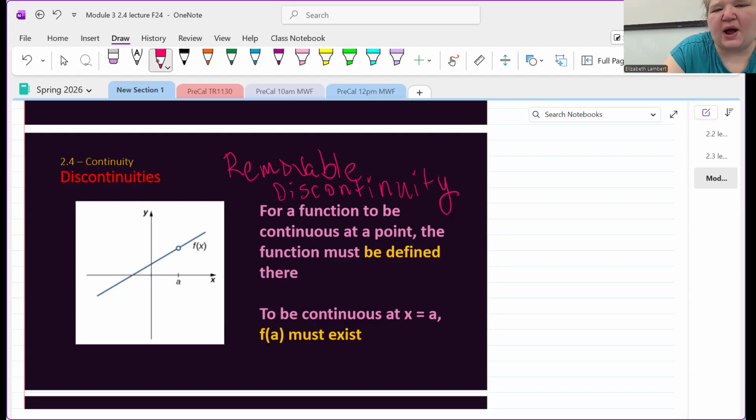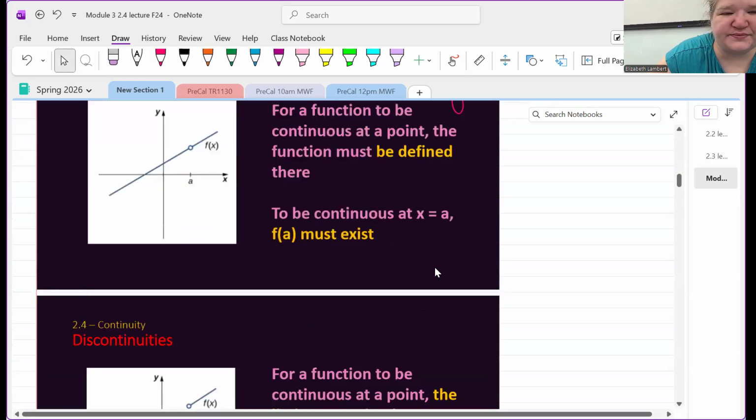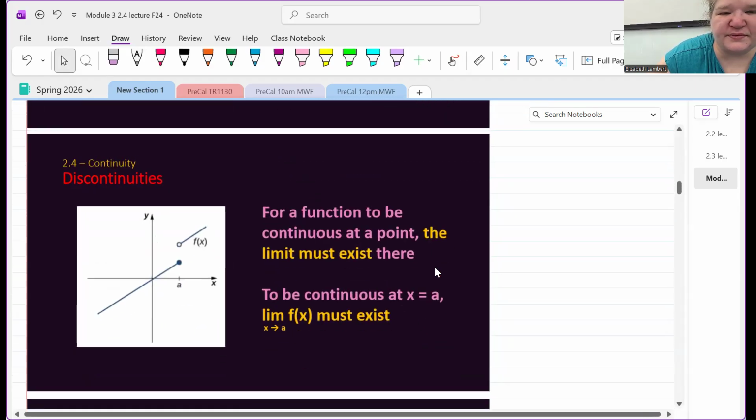But one of our requirements for continuity is that the function must exist at the value we're looking at. So this function doesn't exist at a, so it cannot be continuous at a. For a function to be continuous at a point, the limit must exist there. One of our qualifications of a limit existing is that the left and the right limits are the same.